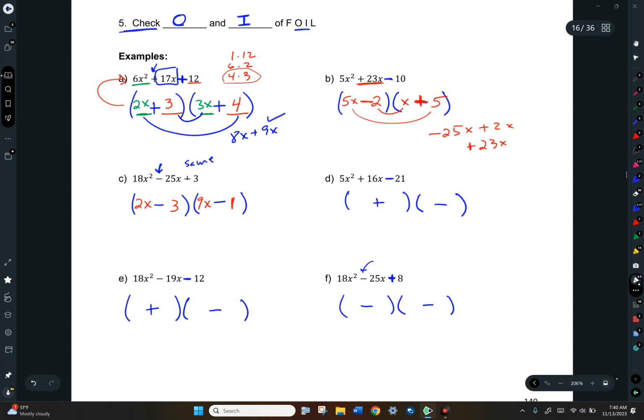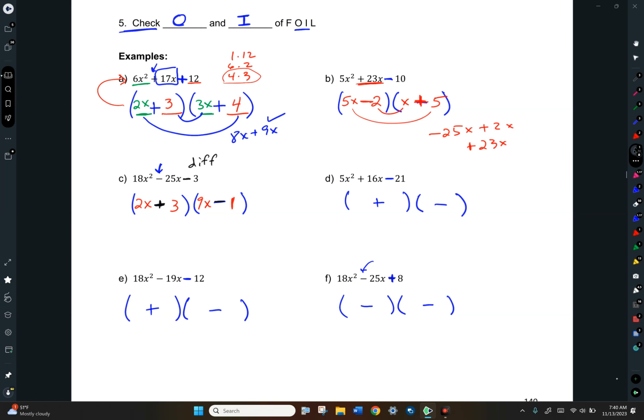Can I just change that to a minus? If that last term was supposed to be a minus, sorry about that. What that's going to change is, instead of my signs being the same, my signs are supposed to be different. So I'll just make this a plus and a minus. Okay, that doesn't change the 9 and the 3 and the 2.